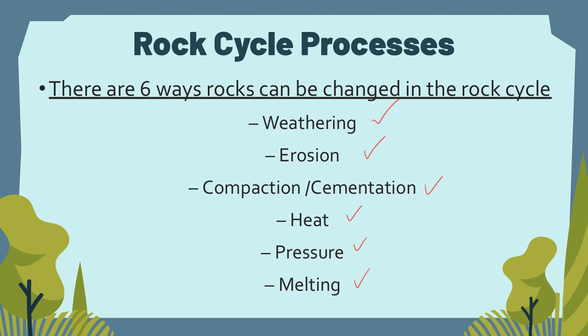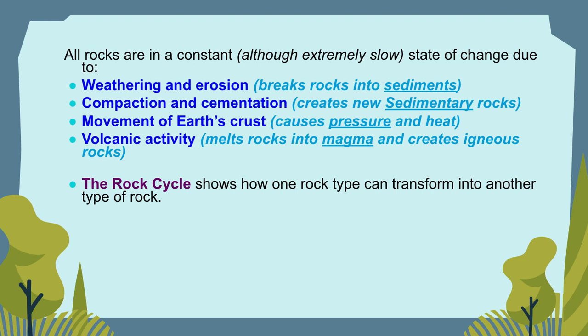And we're going to talk about each part of the rock cycle and how each rock changes from one form to the next. So weathering and erosion are important because they're going to break our rocks down into sediment and then transfer it. So again, weathering is the breaking down. Erosion is the movement. We know that deposition, they will eventually deposit somewhere. Our compaction and cementation is going to create our sedimentary rocks. Movement of the Earth's crust is going to give us that heat and pressure, which we know makes metamorphic rock. Volcanic activity is going to melt rock into magma, which we know creates our igneous rock.